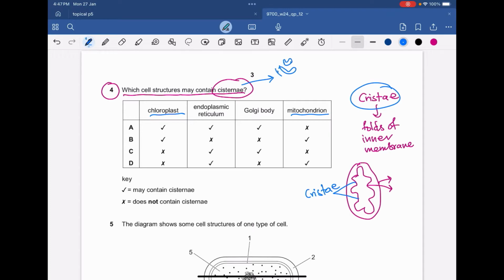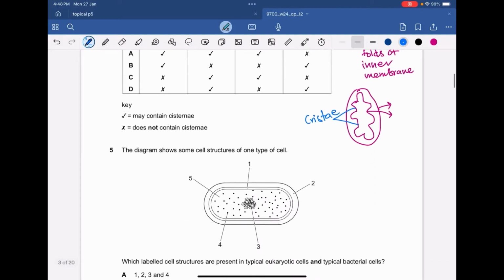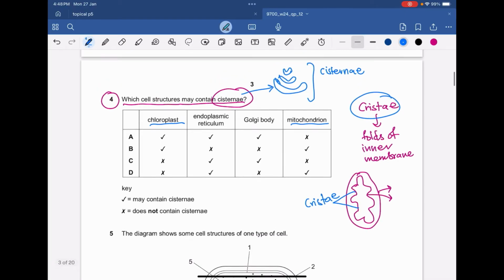We can draw the structure of the Golgi body for better understanding. Like these are the Golgi body, and they are basically stacks of curved flattened sacs, which we also call pouches, and it is also known as cisternae. Alright, so now let's move. So the answer to this question is option C, that the cisternae are found in the endoplasmic reticulum and the Golgi body, and they are not found in the mitochondria or the chloroplast.